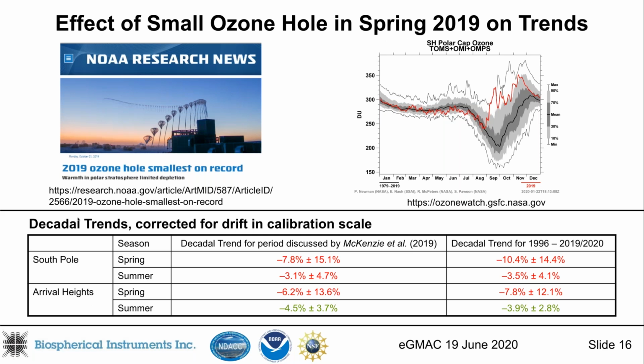So when I recalculate the trends including 2019, the trends become more negative, as you would expect. More ozone means less UV, so the trend goes down. And none of those trends are statistically significant yet. However, the trend at Arrival Heights for summer changed from 4.5% to 3.9%, and is statistically significant. And I attribute this to the wearing off of the effect of that iceberg, which is long gone. And so the trends basically come up.